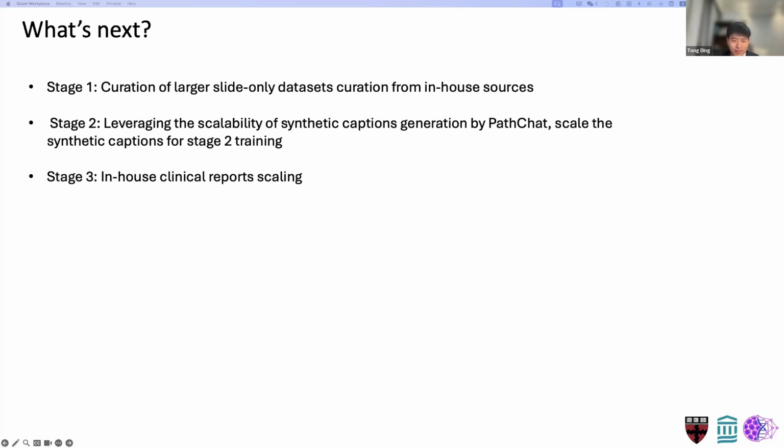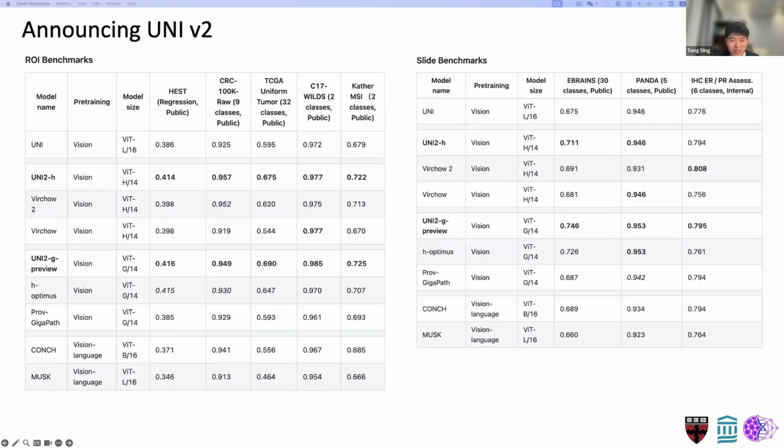Okay, that's probably all of our Titan presentation. But as another exciting news, as many of you have been using our UNI model for a while, we are very excited to say that we will be releasing UNI 2 model tomorrow. So please stay tuned.